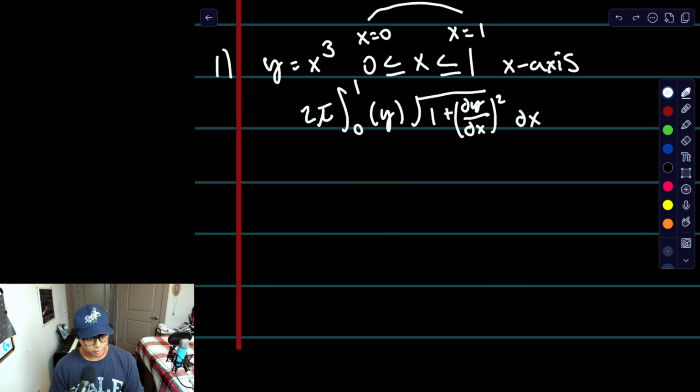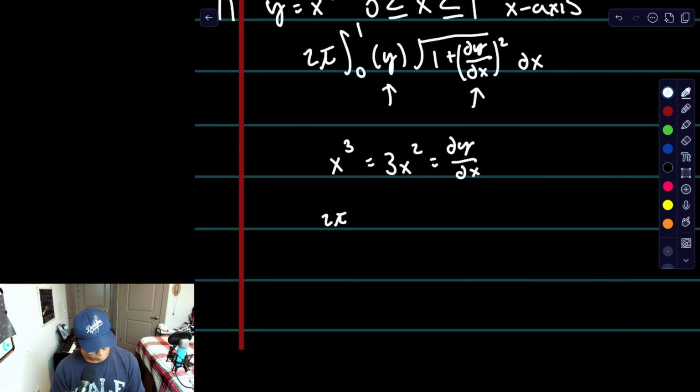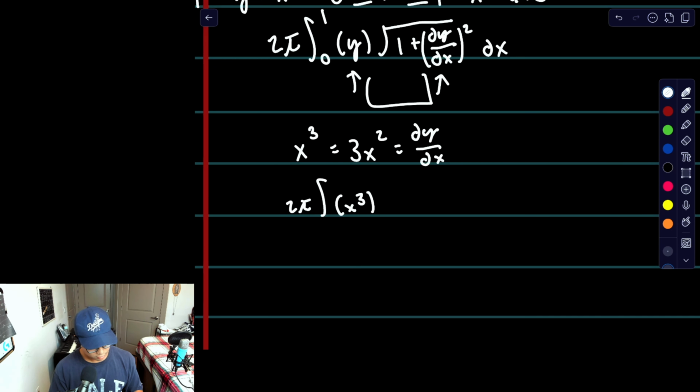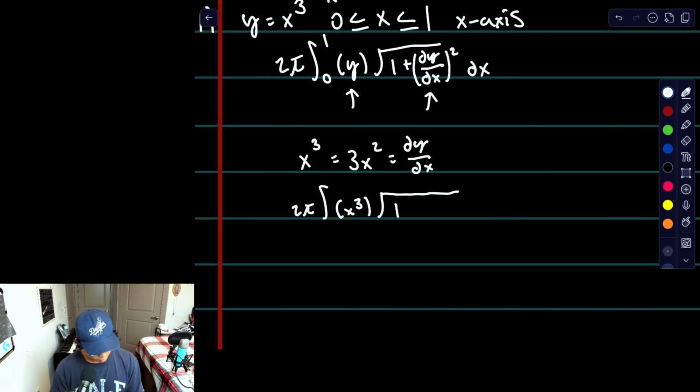Of course we don't have all the information we need to plug in, because we do have our y, but we don't have our dy over dx, which is simply just the derivative of x cubed, which becomes 3x squared. So now we have all of the things we need to plug into this formula, which becomes 2 pi times the integral of x cubed, which I got from this equation because y equals x cubed, so I just substituted in, which also puts all of our terms in x, so it works perfectly, times the square root of 1 plus (3x squared) squared dx.